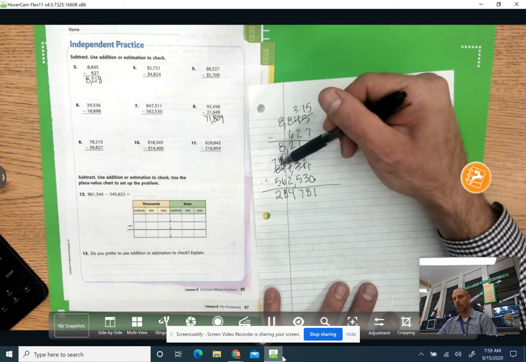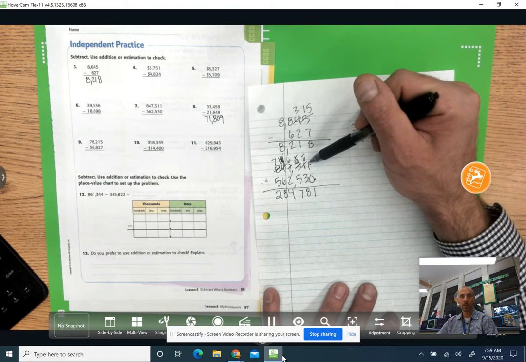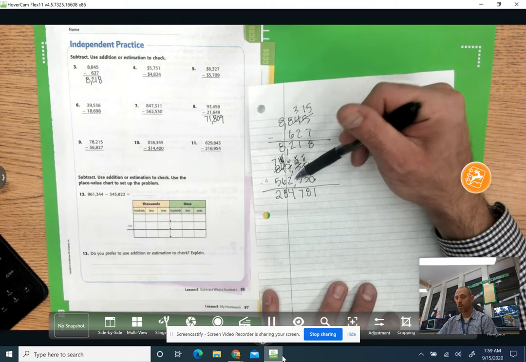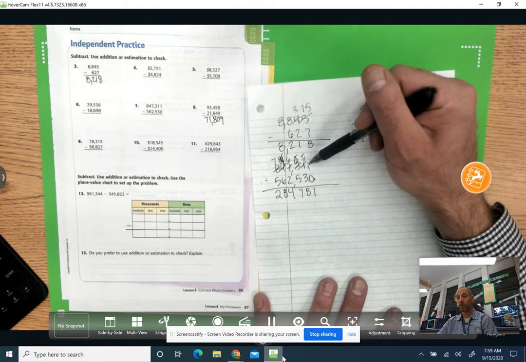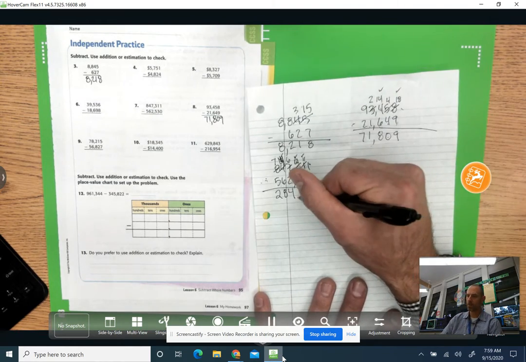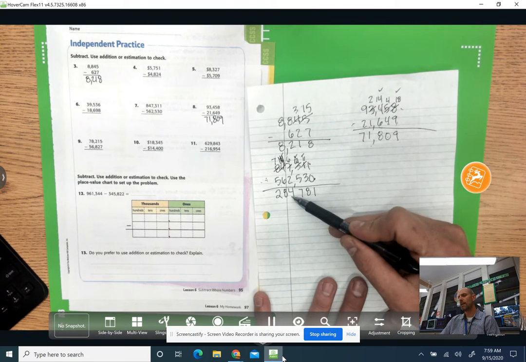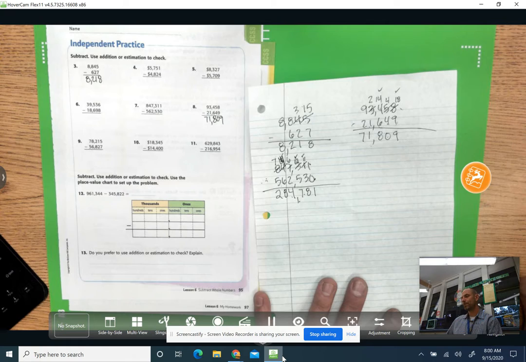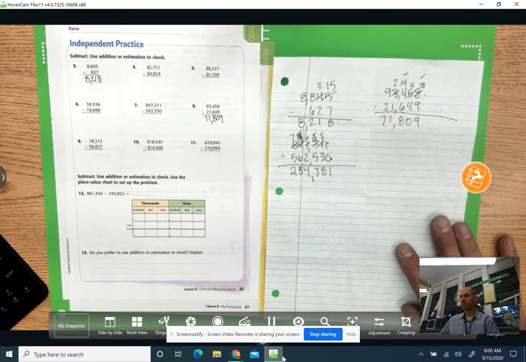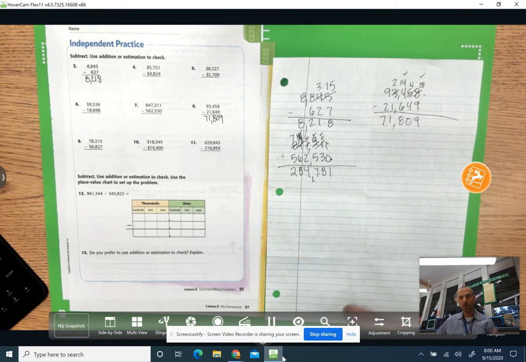So if I start with 847,311 somethings, and I take 562,530 of them away from that number, I end up with a total of 284,781. All right. Subtraction with regrouping, also known as borrowing, in order to make sure the digits on top are larger than the digits on the bottom. That's our goal.